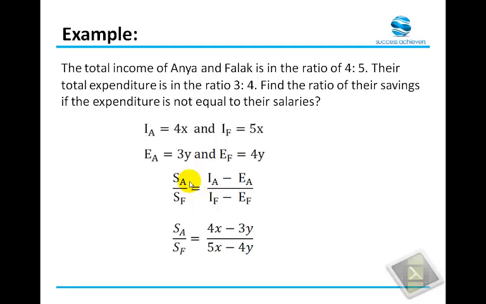Now, can we have our answer? It's not possible, right? We don't know the values of x and y. So it's not possible to find the ratio of the salary. So the answer is data insufficient. We need more data to answer this question.